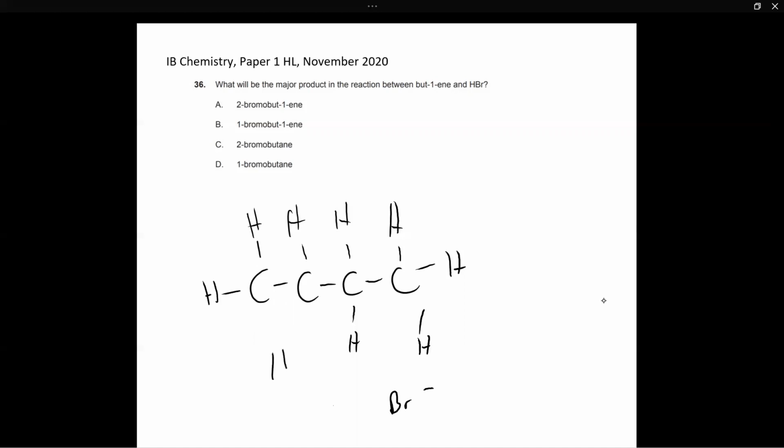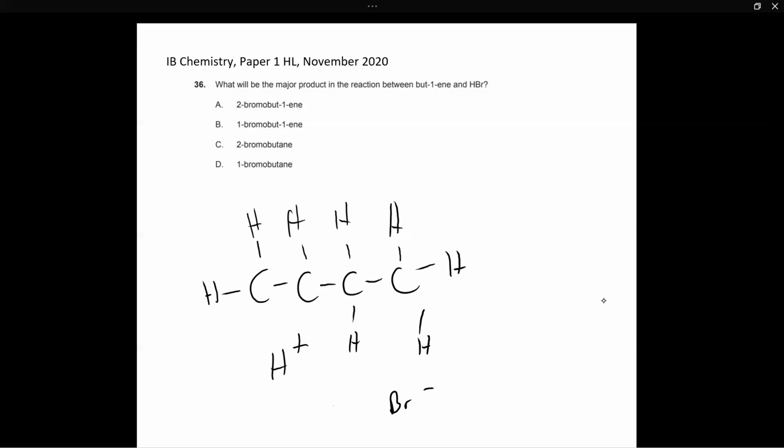Now you may be asking, okay, we have H plus, which carbon will it attach to? Will it attach to this carbon or will it attach to this carbon? Because it could go either way, right? Because you've broken the double bond between two carbons, it can actually go and attach in any one place. So where will it attach?